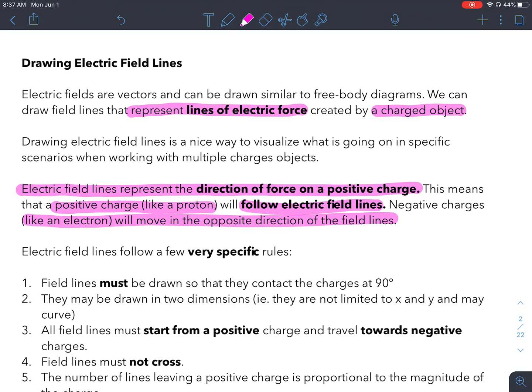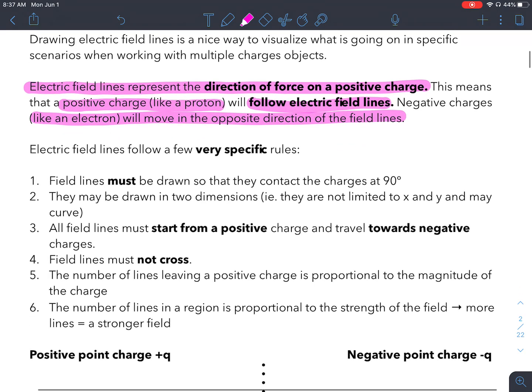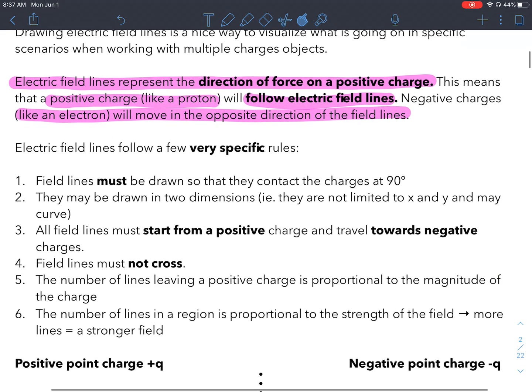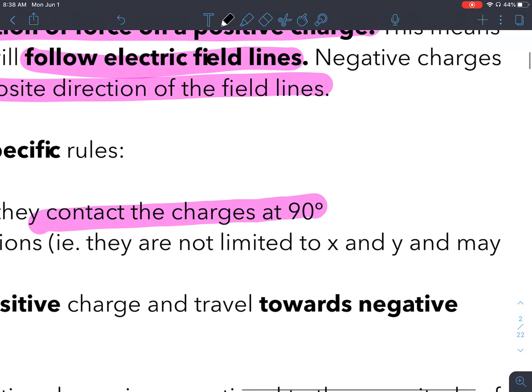So there are some very specific rules about how to draw electric field lines. They're honestly not that picky, but these are just the guidelines of how we draw them. First thing is that they must contact the charge at 90 degrees. Now that seems super important, but if I give you a test charge, let's just say I wanted a circle. Here's a circle. Let's say that is a positive charge, like so.